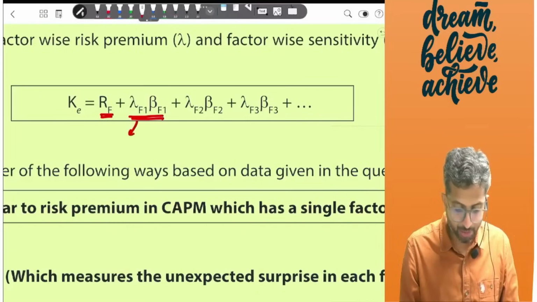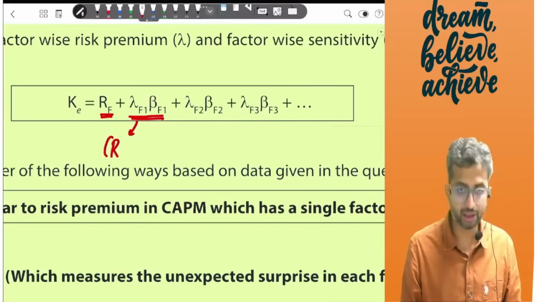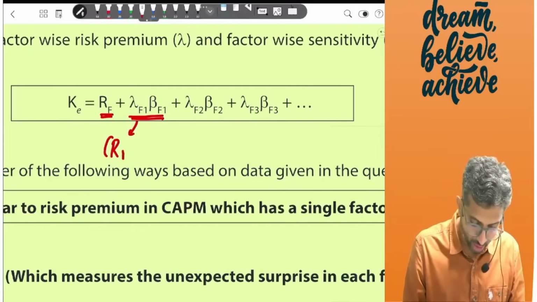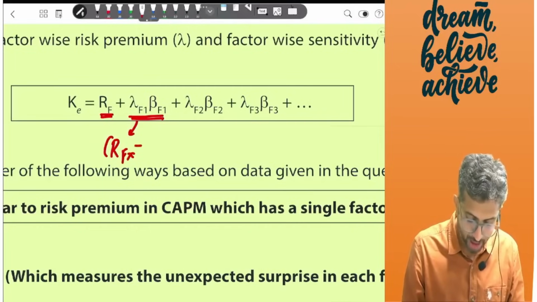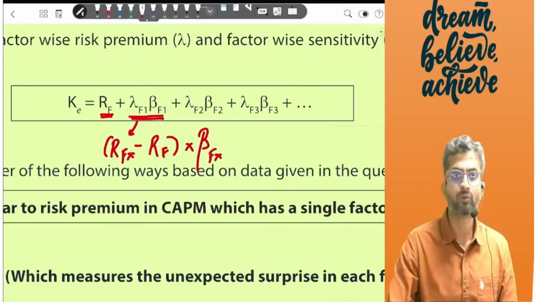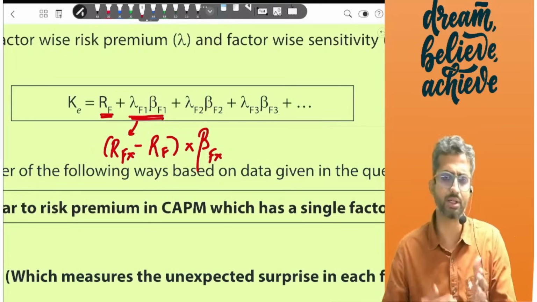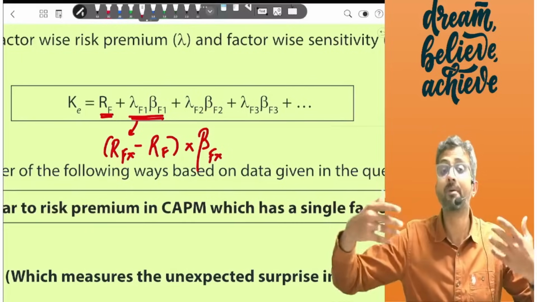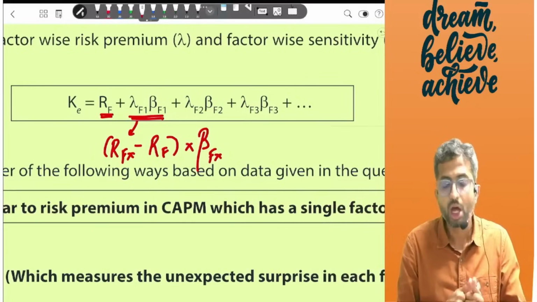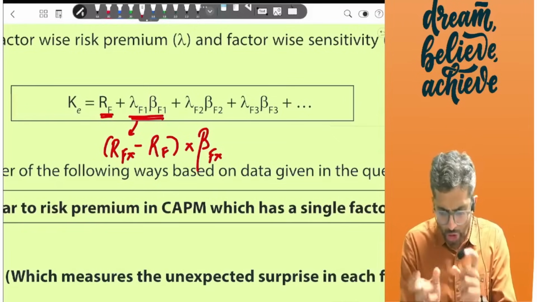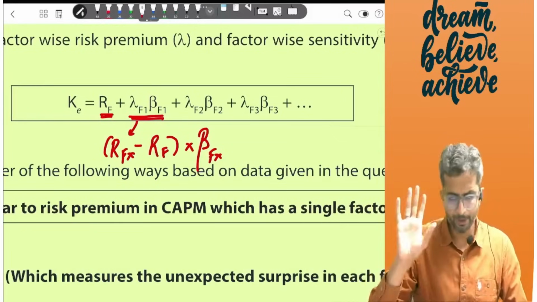Lambda is a premium. Let's say factor 1 is, for example, foreign exchange. So FX, return of dollar minus the risk-free rate, into the beta of your security to foreign exchange. Like if you're a company like Infosys, if the exchange rate appreciates, in the sense if the dollar goes from 80 to 90, 95, being an exporter, it is favorable for you. Whereas if you're an oil importing company, if the exchange rate appreciates, it is adverse for you. So you can try to find the sensitivity in the same way like you do for market.